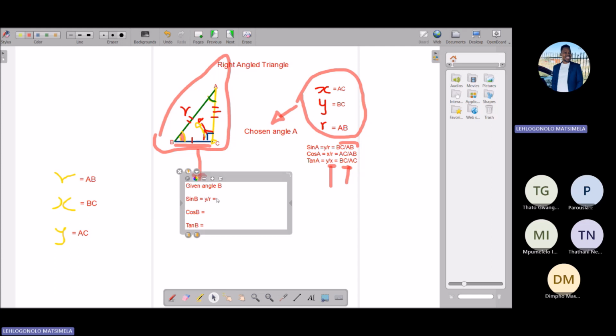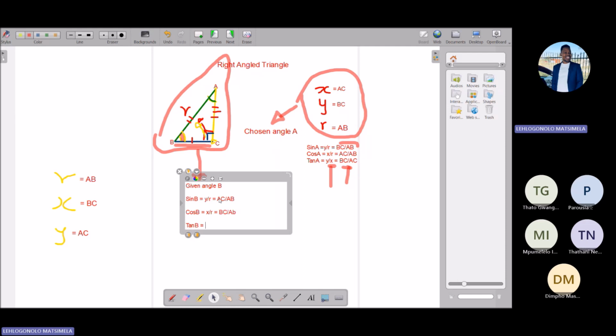Since we say sine angle B is Y over R, then it's AC divided by R, which is AB. Then cos angle B is still X over R. What is the value of X? You see, these ratios are not changing, but the sides they are positioned on are changing. Saying cos is X over R will never change, but which side is X on the triangle depends on the given angle, which is angle B. That's how I taught you to find it. X is BC, divided by R, which is AB.